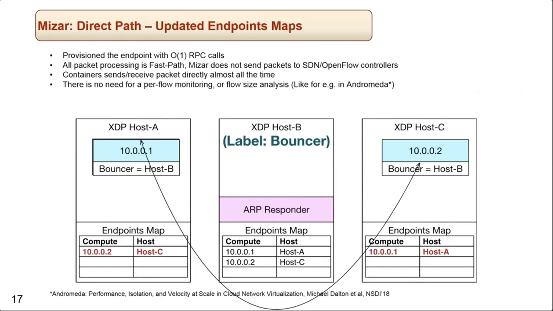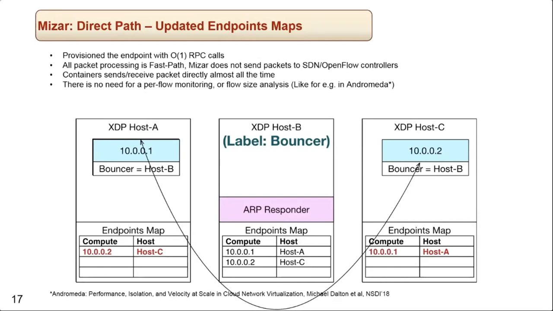And then from then on, all the remaining packets go direct basically, from host A to host B, without going via a bouncer. So we have gotten rid of the extra hop in the middle. What we have done so far is that we have provisioned an endpoint in a very constant time across the number of RPCs, two RPCs as I mentioned, and all the packet processing is actually fast path.